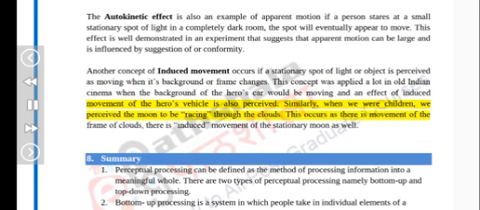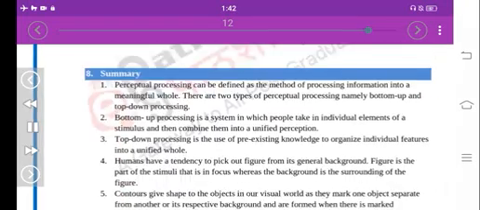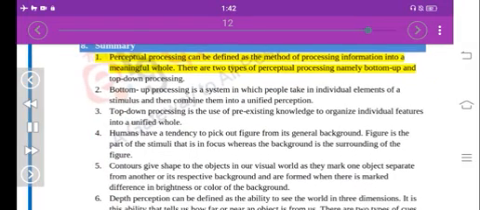Similarly, when we were children, we perceived the moon to be racing through the clouds. This occurs as there is movement of the frame of clouds, so there is induced movement of the stationary moon as well. 8. Summary. 1. Perceptual processing can be defined as the method of processing information into a meaningful whole.